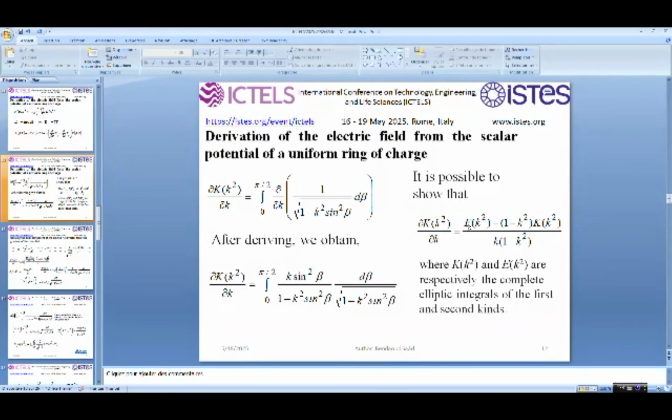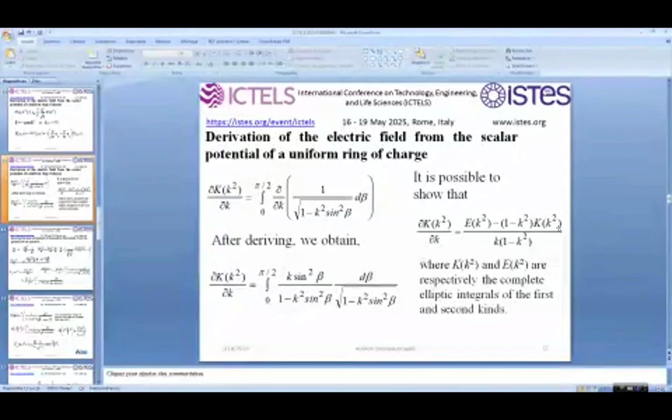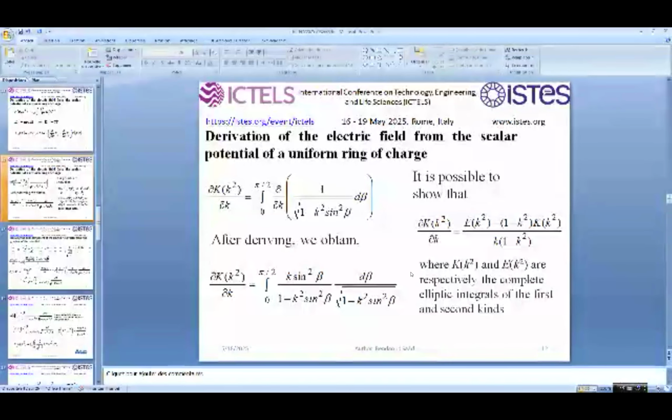where E is the complete elliptic integral of the second kind, and K here is the complete elliptic integral of the first kind. The lowercase k is the parameter.